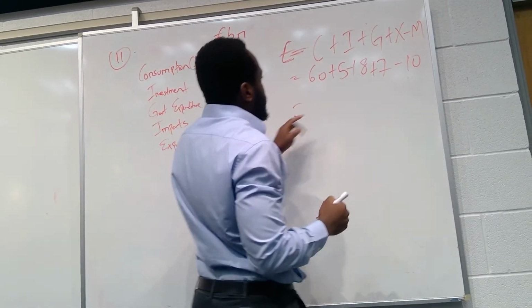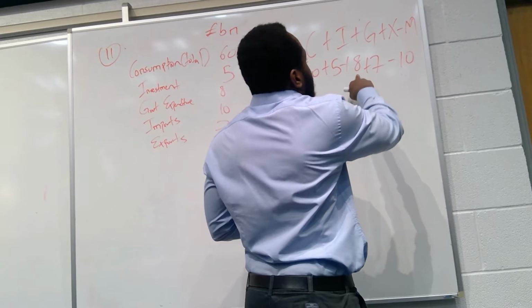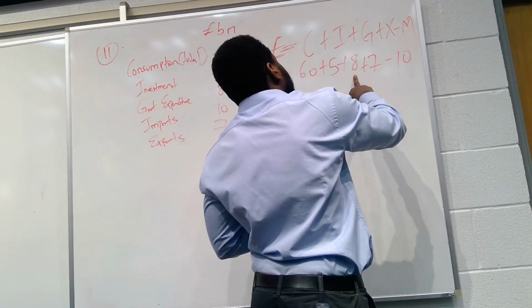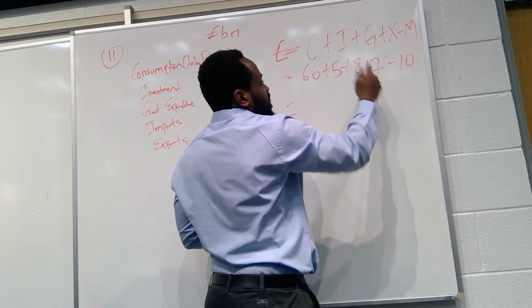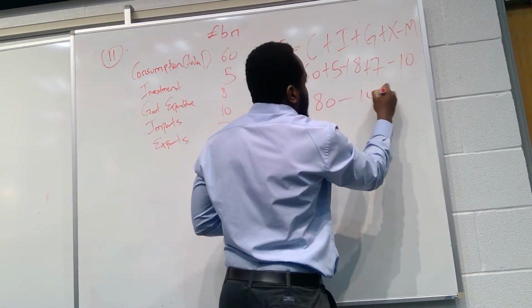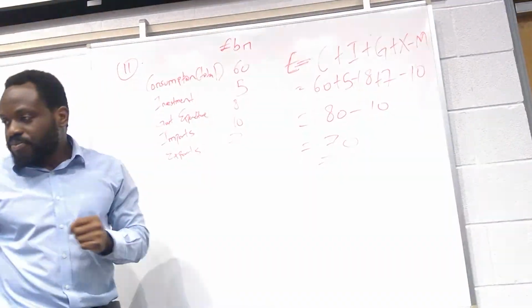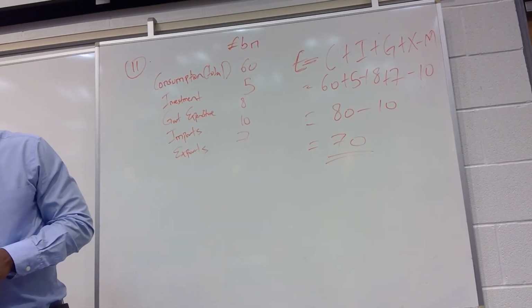So what does this give us? This plus this is 65 plus 8, what's that? 73? 73 plus 7, that's 80. That's 80 minus 10, so that will give us 70, okay? So the equilibrium income is 70.